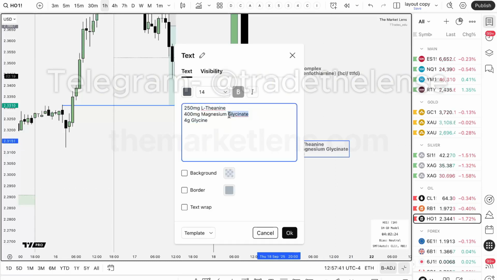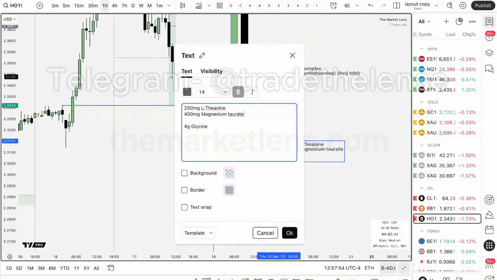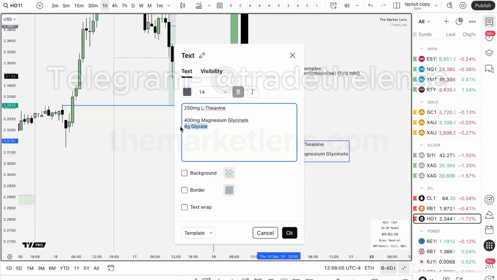I would adjust this to magnesium taurate, and then do 3 grams of glycine, which you're doing 4 grams of glycine, which is fine. Because if you're doing magnesium glycinate, you're doing magnesium bound with glycine. You're already taking glycine, so you don't really need this. So then I would do magnesium taurate, which is gonna help you with your nervous system a little.